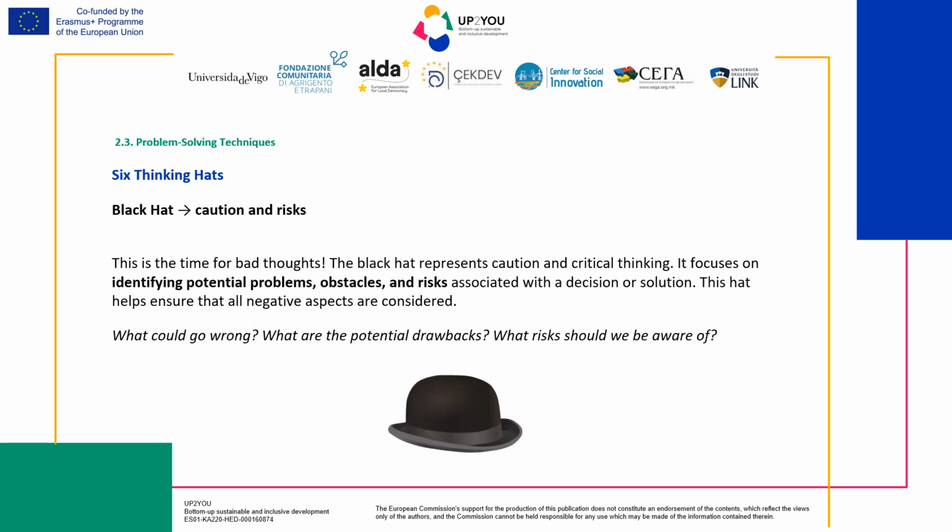The black hat represents caution, critical thinking, and identifying risks. When using the black hat, participants focus on the potential negative aspects of a decision, idea, or solution. It's a time to think critically about what could go wrong, identify potential obstacles, and consider the risks that could undermine the project or decision. The black hat is essential for avoiding overly optimistic thinking by helping the group stay aware of challenges and issues that may arise. It encourages a more thorough and cautious evaluation before moving forward.